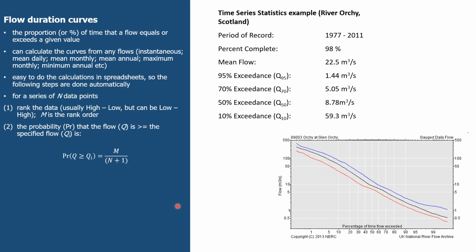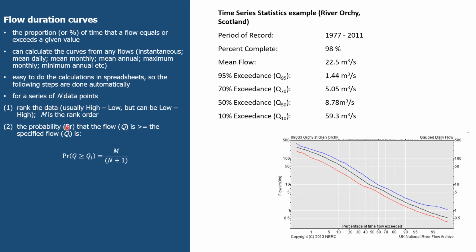How are flow duration curves calculated? We don't really need to know how they're calculated because software does it for us, which is nice, but this just runs through how it works. For a start, we can use any flows. We can use daily, monthly, annual, and we'll get slightly smoother versions of the curves as we use longer averaging periods, but we can calculate them using different data sets. As I say, software does the calculations for us, but what the software is doing very quickly is ranking the data, usually from high to low, but it can be low to high, and M is the rank order of a point for a series of n data points.